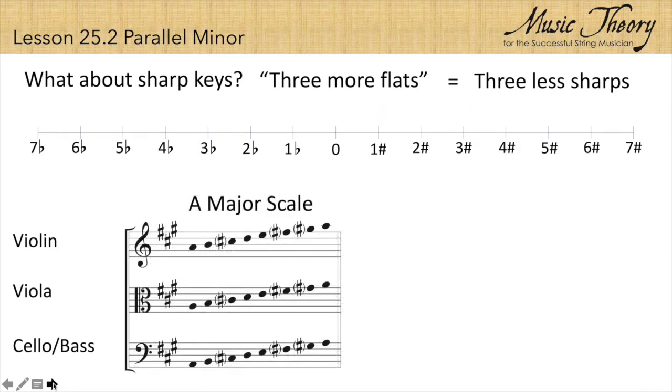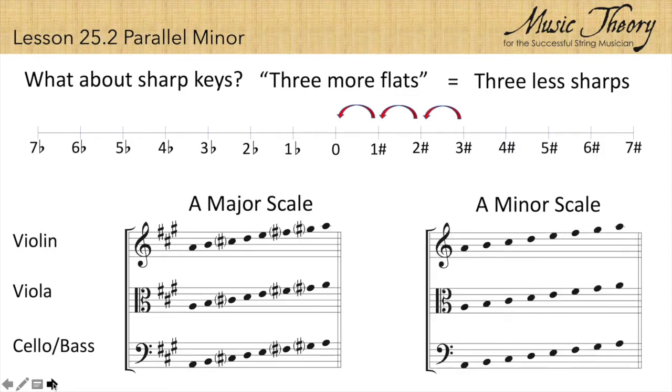The key of A major has 3 sharps, so to determine the key of A minor, we will go back 3 sharps to 0. A minor has no sharps or flats. Remember, A minor is also the relative minor of C major, which has no sharps or flats.